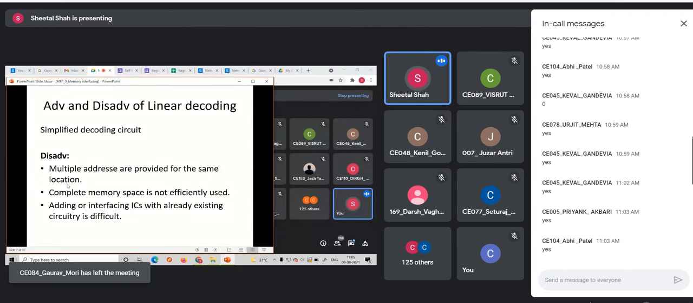Suppose I want to add some more ICs, then again it would be very difficult, because it might be possible that two memory locations are accessed by the same address, but with different data. Which is not correct.